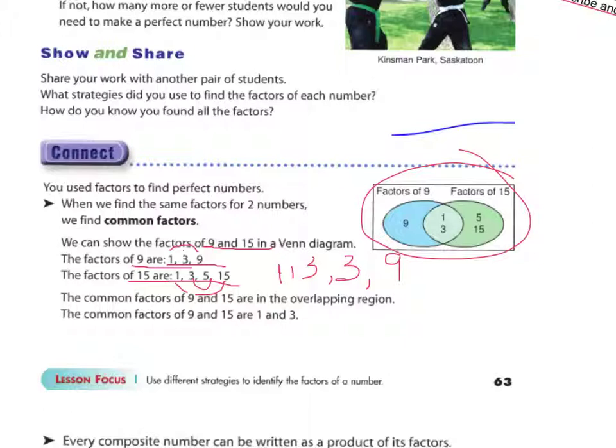So common factors then of 9 and 15, and remember common are ones that are the same. So we have 1 and 3 that are common, and those would be our common factors. And if you did it in a Venn diagram, the common ones, of course, are the ones that are overlapping there.